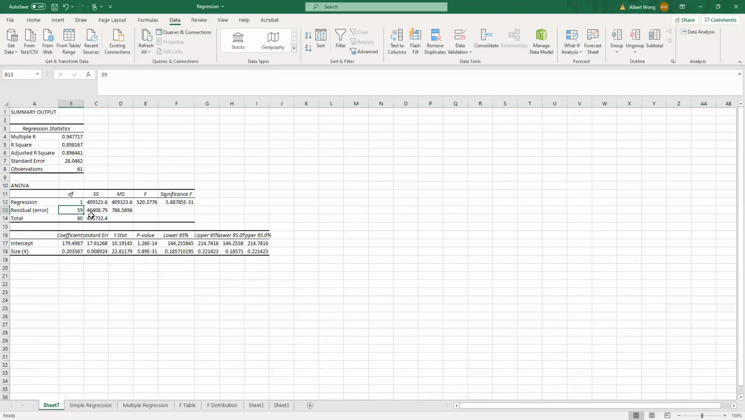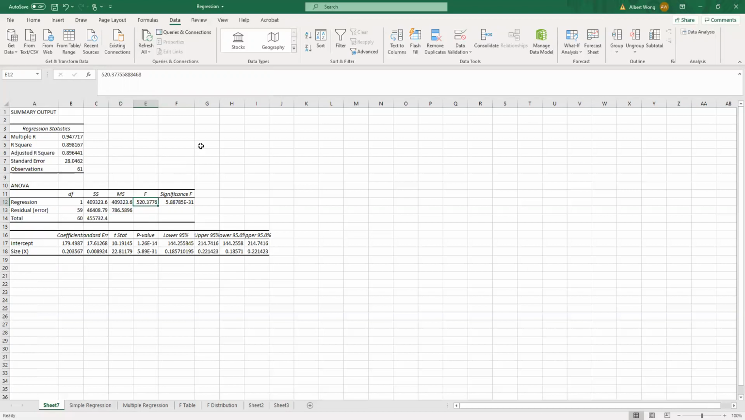So you take 46408.79 divided by 59, which is equal to this. So the mean square for regression and the mean square error. And then you take the ratio of these two numbers, which is the F statistic. So the F statistic 520.3776 is actually equal to 409,323.6 divided by 786.5898, right? So you take these two mean squares and form the ratio, which is the F statistic.